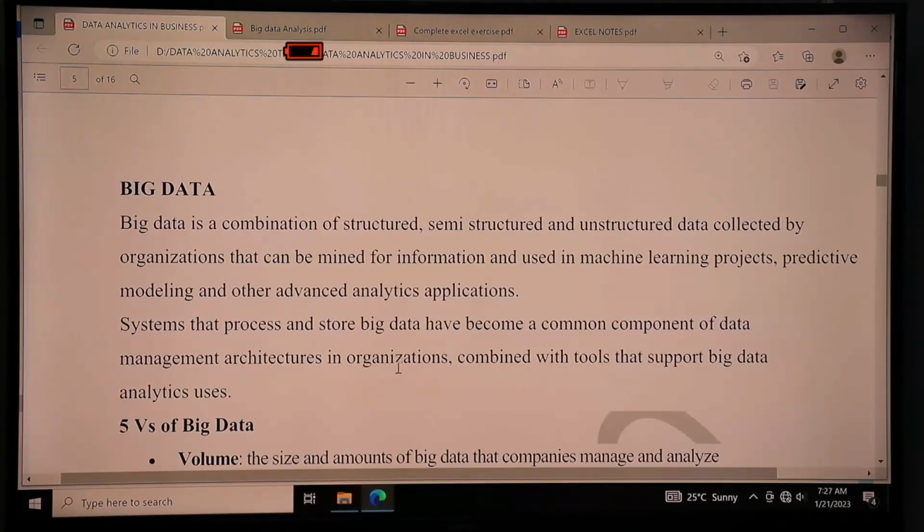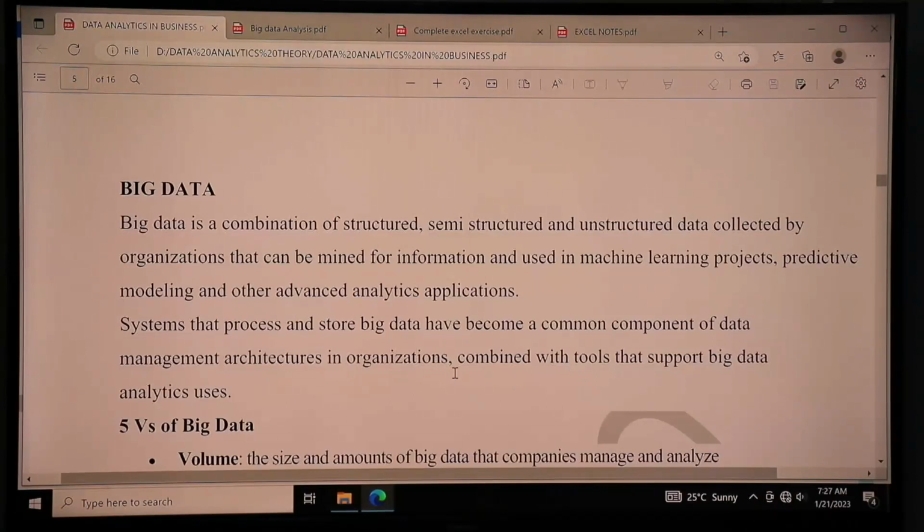So big data is that combination of structured, semi-structured, and unstructured data collected by organizations that can be mined for information and used in machine learning projects, predictive modeling, and other advanced analytics applications. That is what big data is all about. The systems that process and store big data have become very common nowadays, a component of data management architecture in an organization.